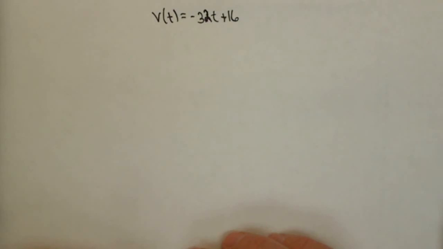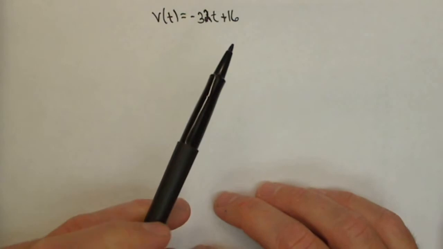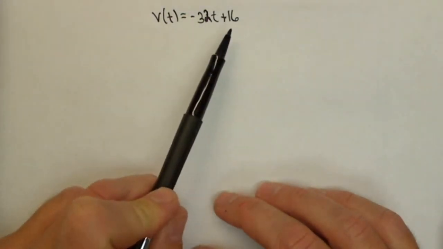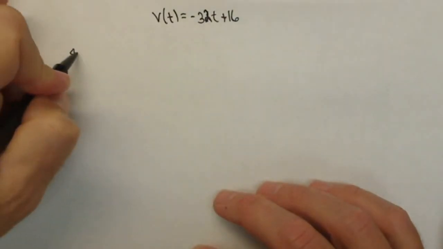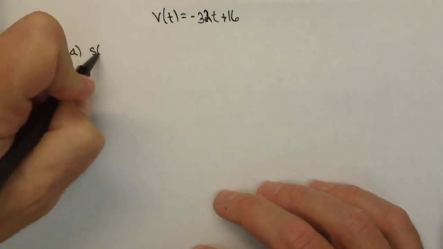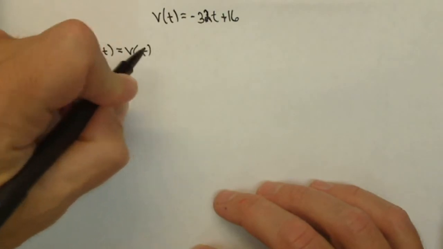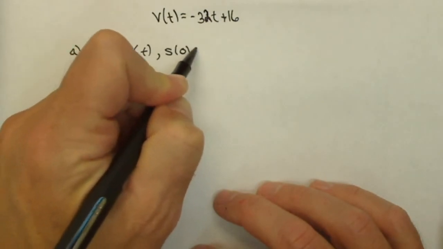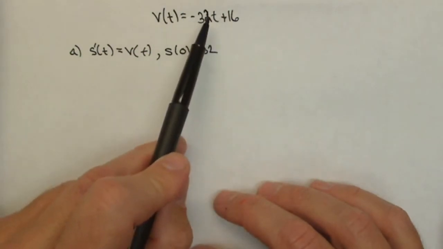In preview activity 4.4, we have a water balloon that's being thrown out 32 feet off the ground, thrown up at an initial velocity of 32 feet per second, and so we're given a function to model the velocity of this water balloon. What we're going to do first in part A is come up with a function s of t such that s prime of t is v of t. In other words, we're going to come up with the position function for this, knowing that s of 0 equals 32. So what we need is a function that has this as a derivative.